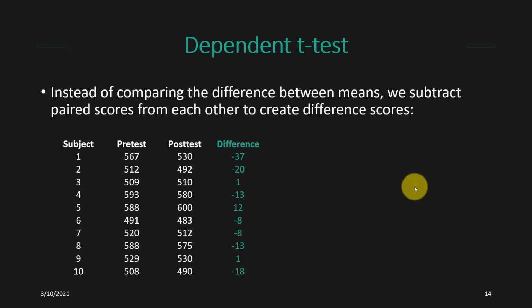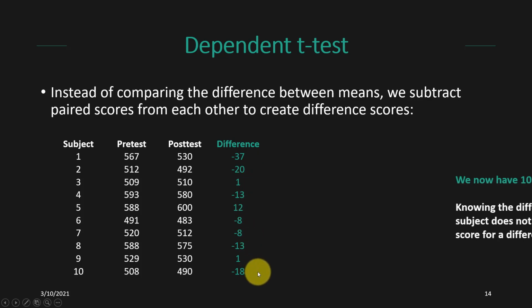Next, instead of comparing the difference between means, for the mean of the pretest and the mean of the post-test, we need to remove the variability due to which person you are, and we can do that by calculating difference scores. So we can take the difference between pretest and post-test. In this case, they scored 37 points lower on the post-test. This person scored 20 points lower. This person actually scored 1 point higher, right? But we'll now have 10 different scores.